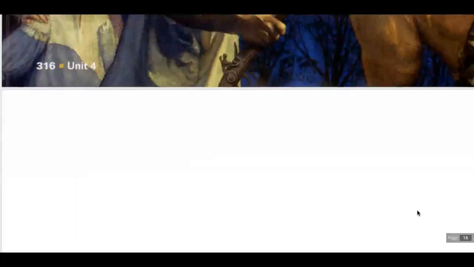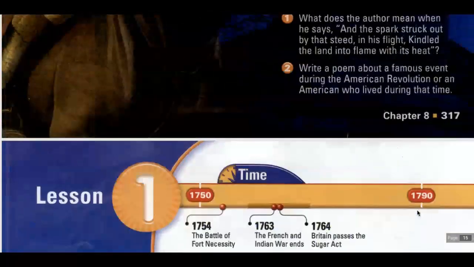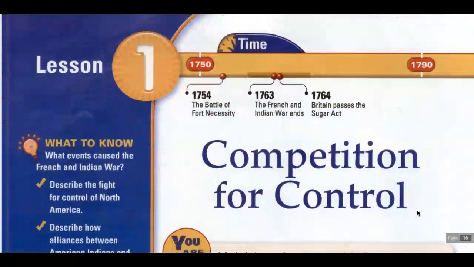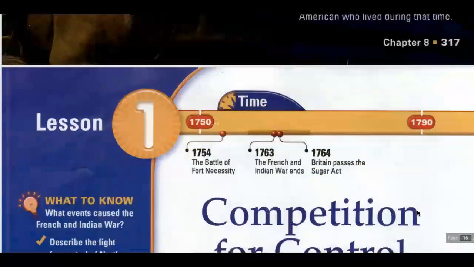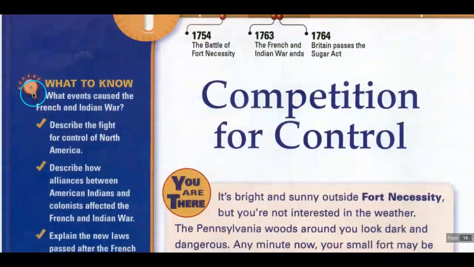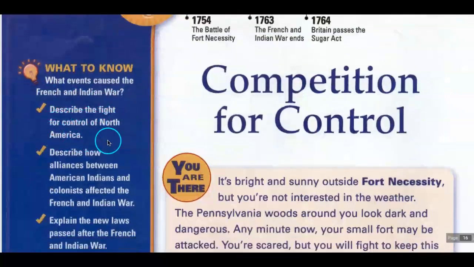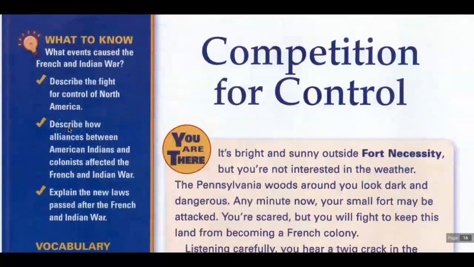Okay, so there's obviously a lot more to it. So we're going to go to the beginning of Lesson 1, Chapter 8, Lesson 1, page 318. What to know? We're going to focus on the French and Indian War. So what events caused the French and Indian War? Describe the fight for control of North America. Describe how alliances between American Indians and colonists affected the French and Indian War. Explain the new laws passed after the French and Indian War.